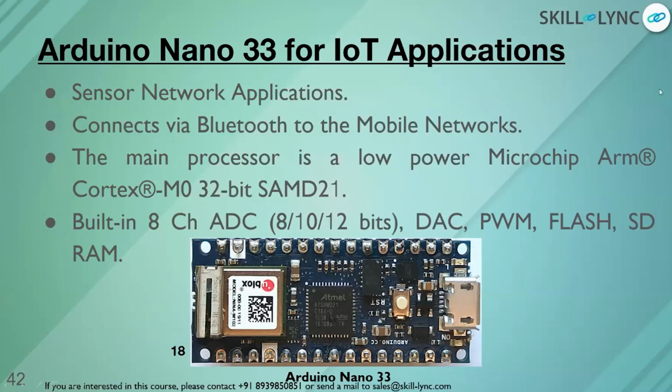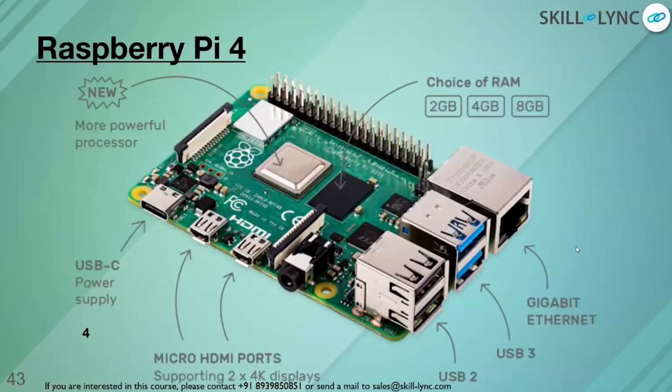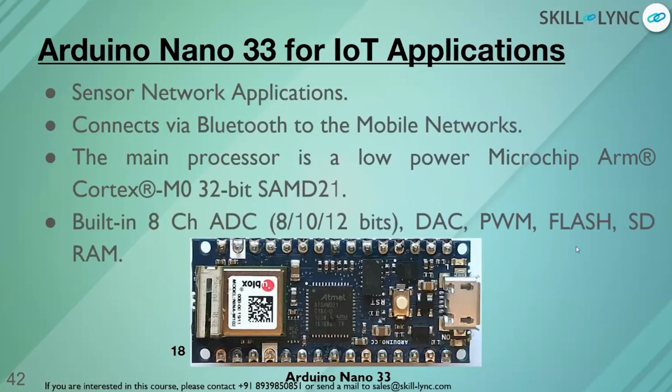So in this board, you have a microchip ARM Cortex, which is 32-bit, and you have an ADC, an analog to digital converter. Once you get an analog biomedical signal, it can convert it to digital. It can be 8, 10 or 12 bits. And in order to store and process that particular signal, we have DAC, pulse width modulation, flash and memory units. So this is with Arduino, guys.